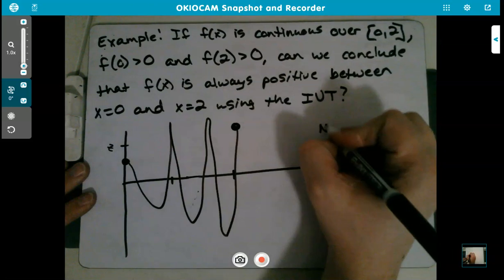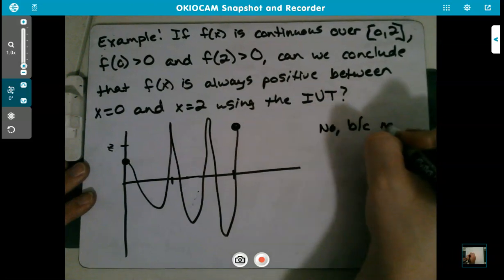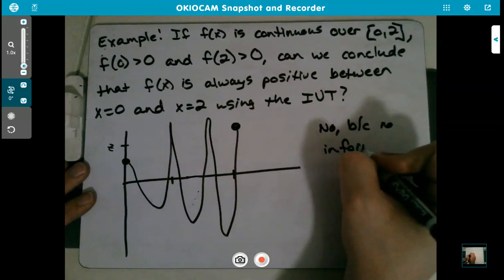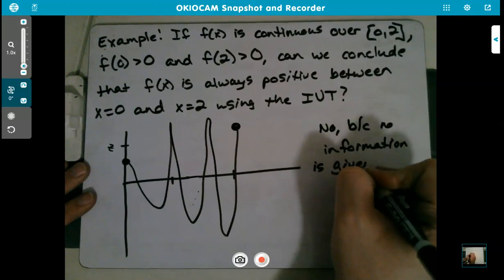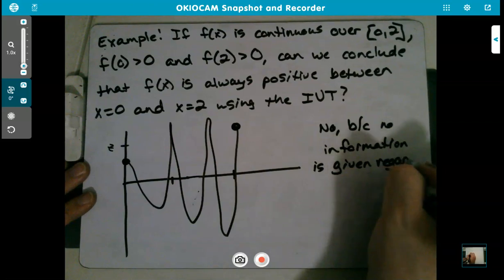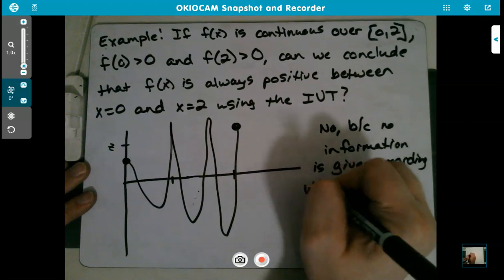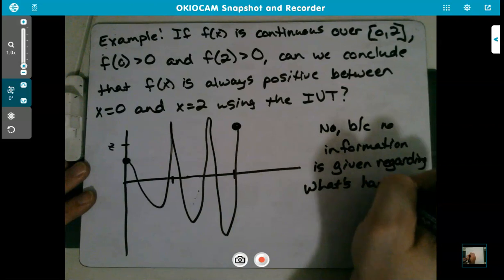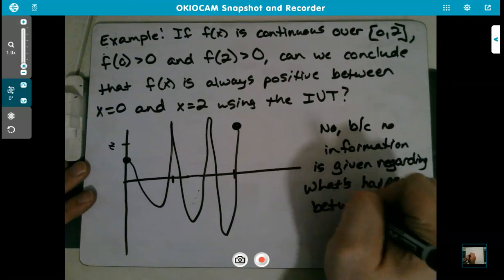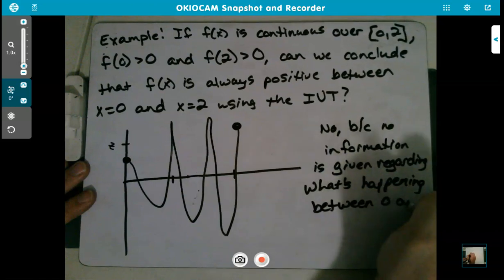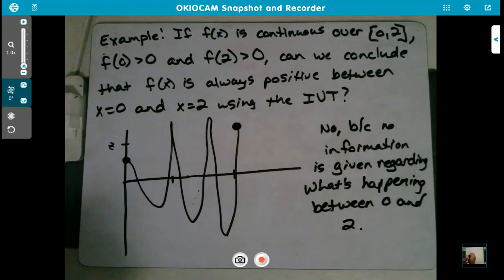It doesn't matter. It does not tell me anything else about what's happening between them. So the answer is no, because no information is given regarding what's happening between 0 and 2.